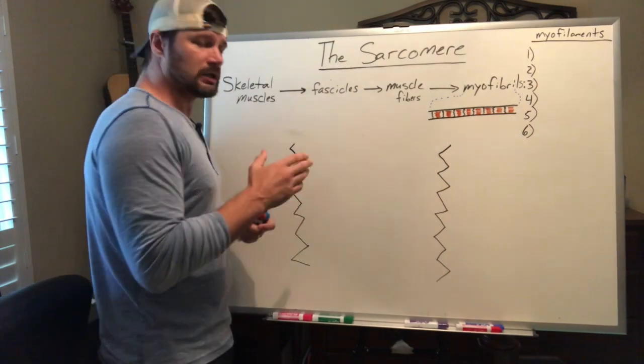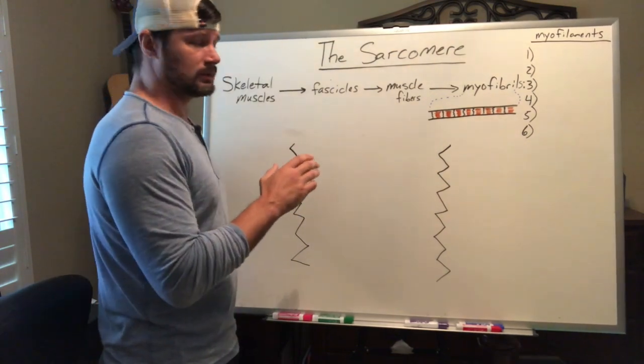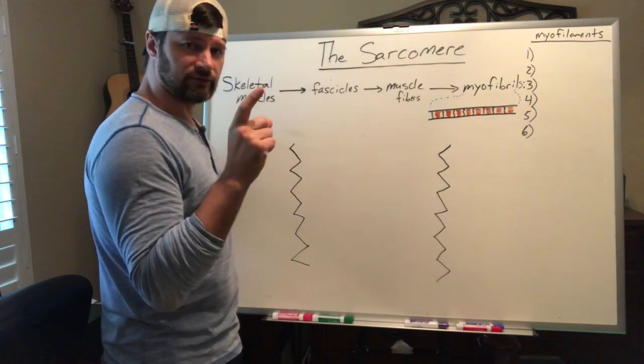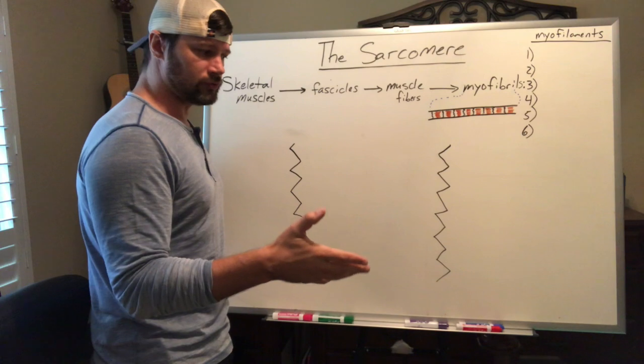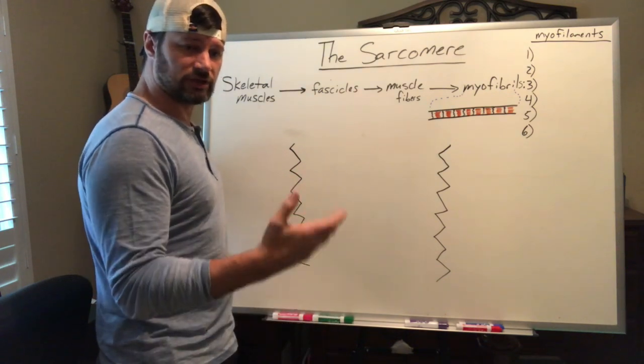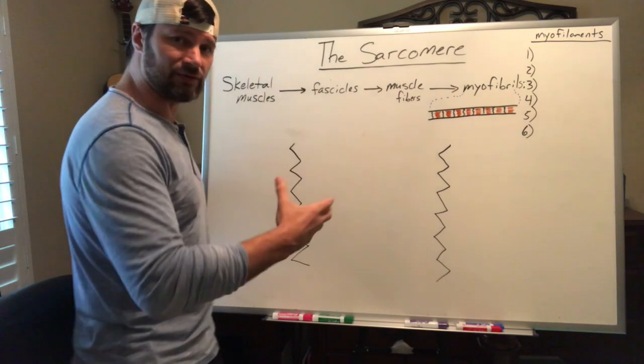Today we're going to be discussing the sarcomere. And the sarcomere is the smallest functional unit of muscles. Functional hopefully makes you think of physiology. And so if we're thinking of function, we should be thinking of how things work.